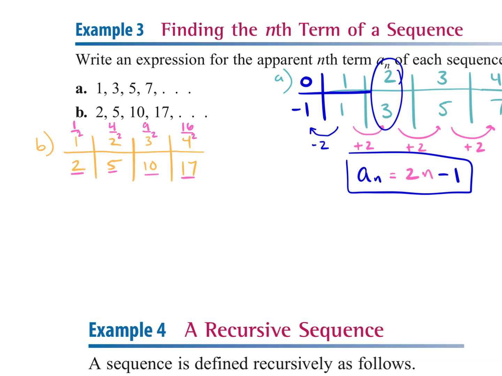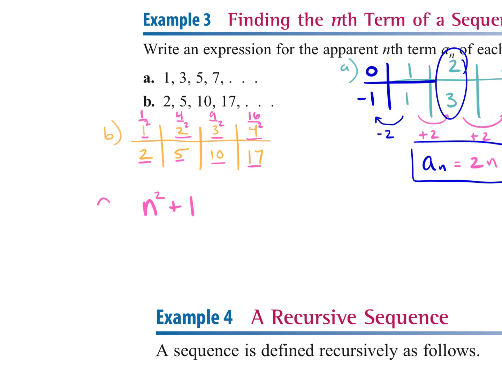So I could write my expression here as n to the power of 2, because n is our number of terms. I took 1 to the power of 2, 2 to the power of 2, 3 to the power of 2, 4 to the power of 2, and then just add 1 to it. So this would be my expression: a sub n is equal to n squared plus 1. So for this section, we're just recognizing the patterns.